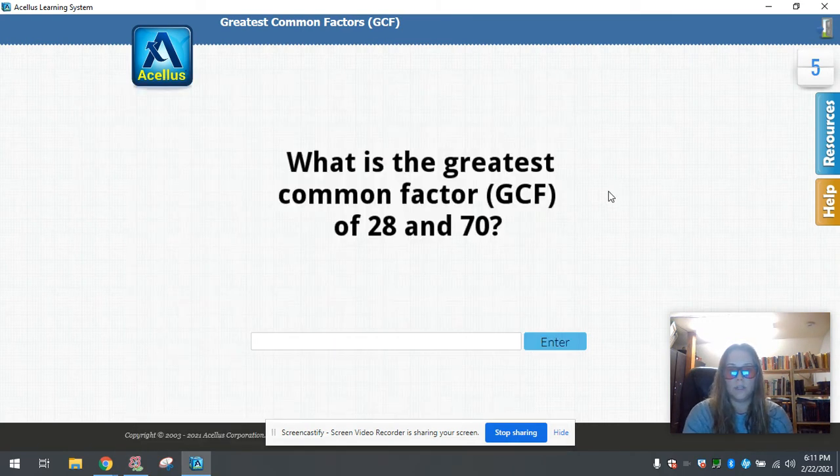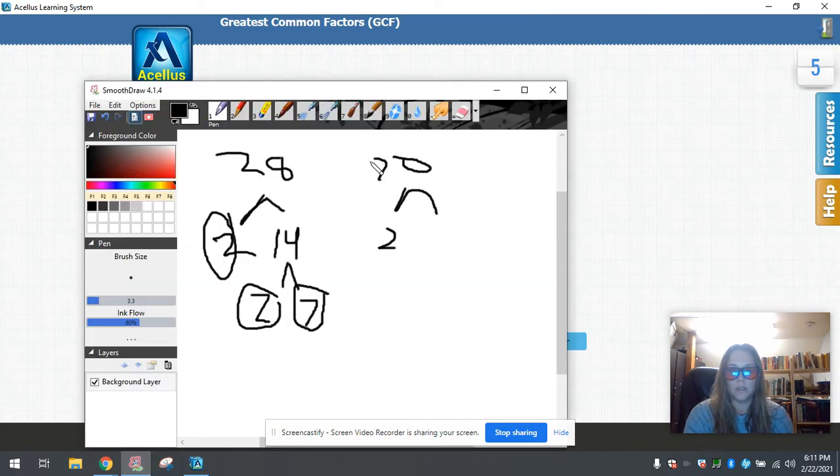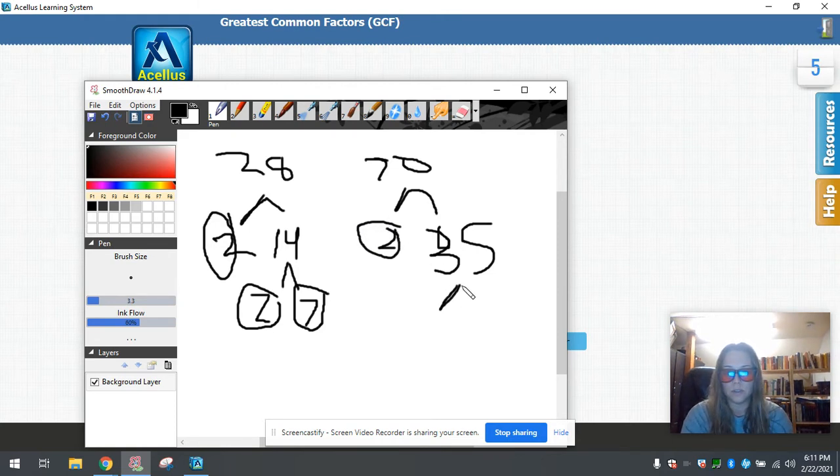What was that number again? My penmanship on this thing. Okay, 70. 70 divided by 2 gives me 35. 35 ends in 5, so I know it's divisible by 5. If I do 35 divided by 5, I get 7. Now I've factored down to my primes.